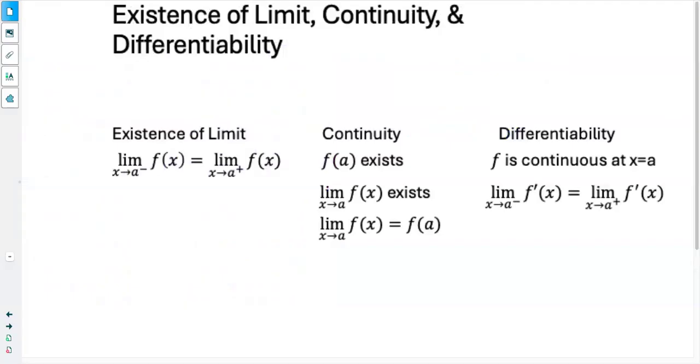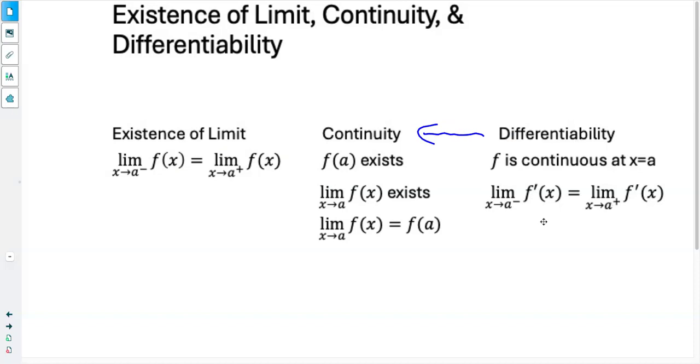Okay, so next we're going to talk about existence of a limit, continuity, and differentiability. So these three are related, but only in one direction. If something is differentiable, it is automatically continuous. So if something is differentiable, it is continuous, because part of our definition of differentiability is that it is continuous. Now, it doesn't go the other way because continuity doesn't guarantee that our left-hand slope equals our right-hand slope.